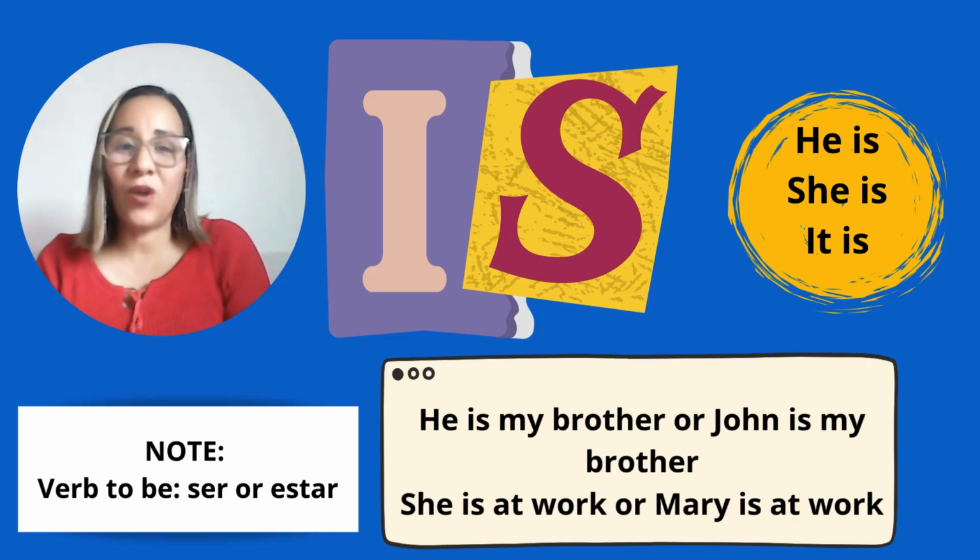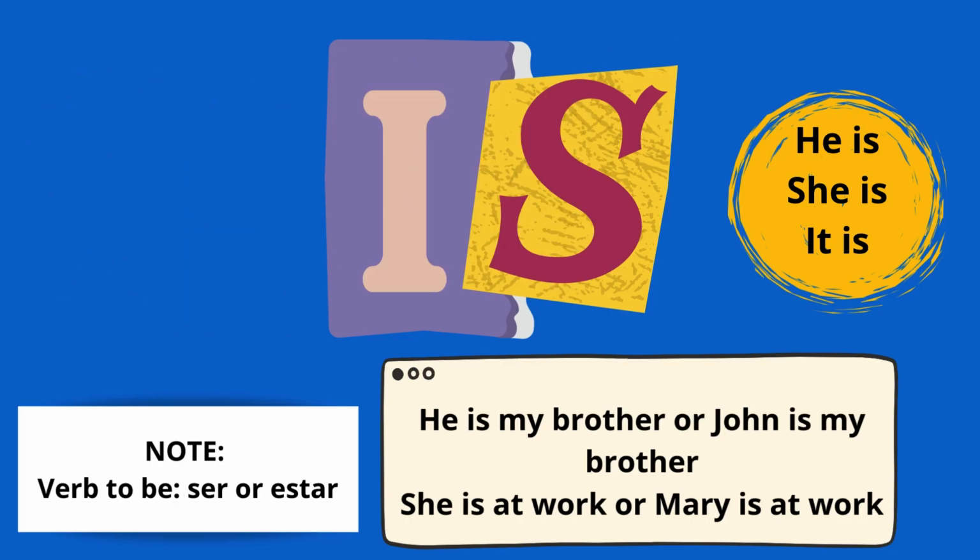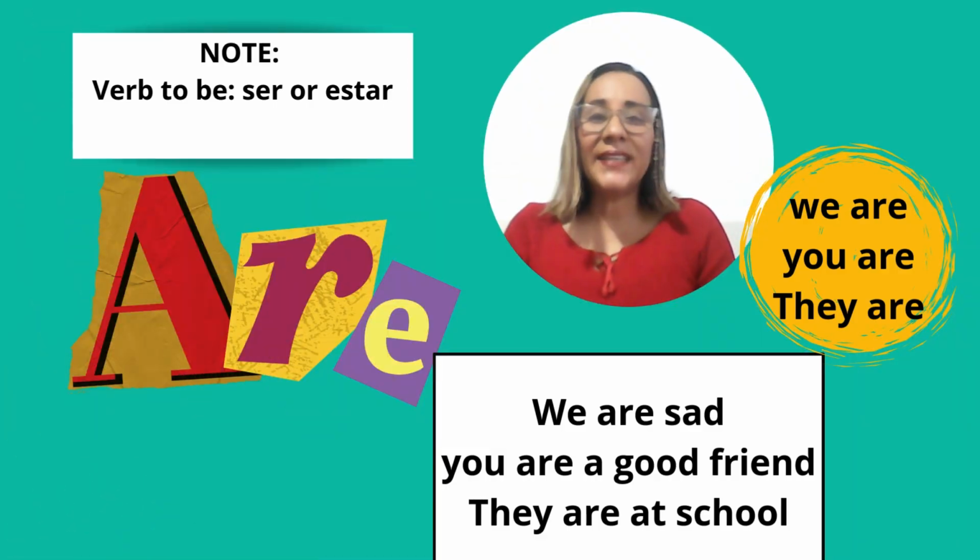Now let's see the other form of the verb to be in the simple present. Alright, let's continue with the other form of the verb to be, are. We use are with the subject pronouns we, you, and they. So we say we are, you are, and they are.